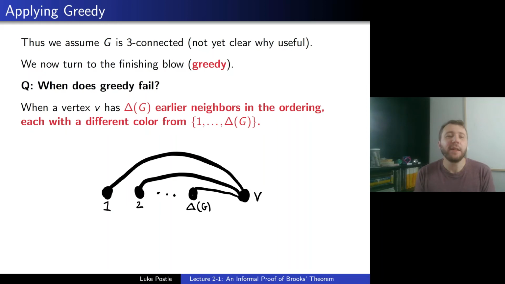So coming back, the answer is when a vertex V has Δ(G) earlier neighbors in the ordering, and each of these gets a different color.